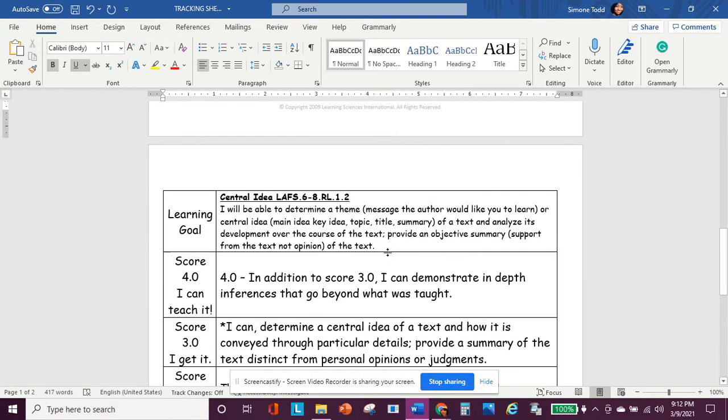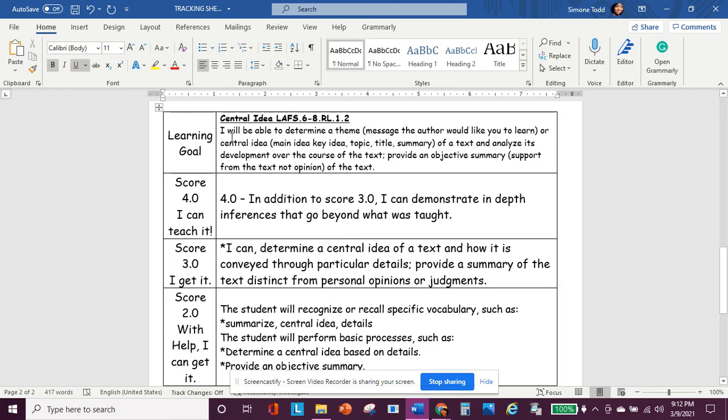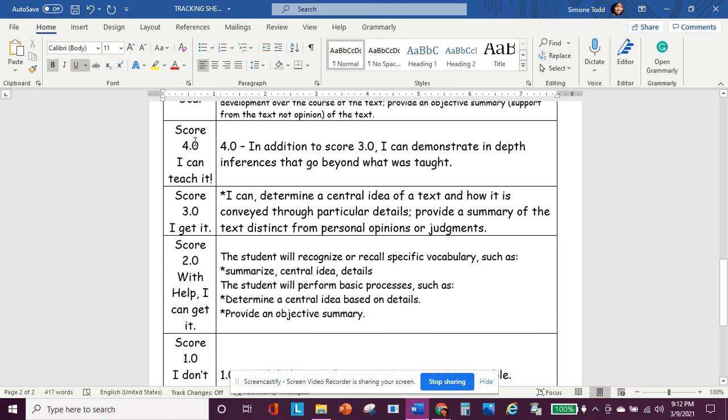So down here, they have the full learning goal, and on the chart, it shows them specifically what each level means. So 4 shows that they can demonstrate it and they can teach other students. 3 is right on par.